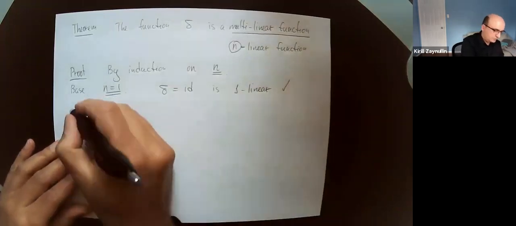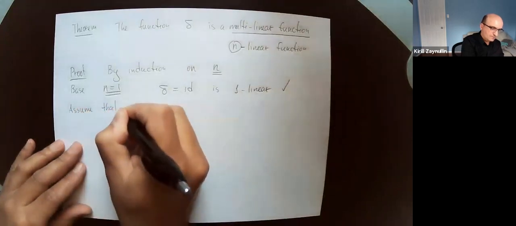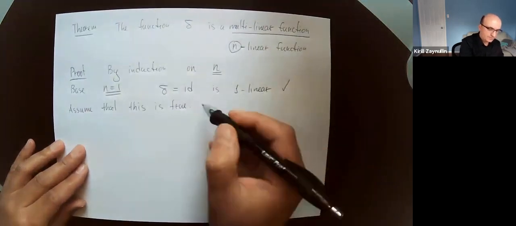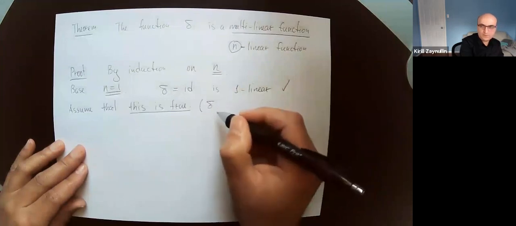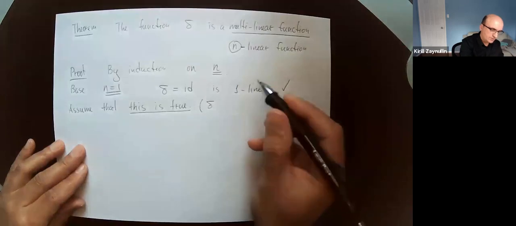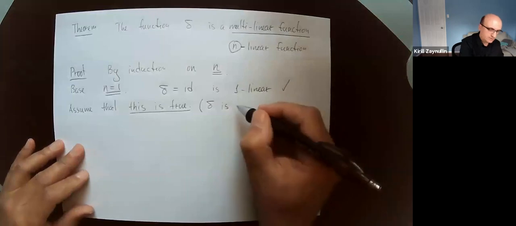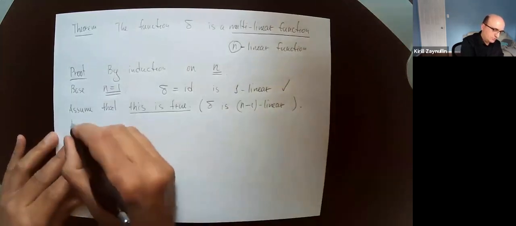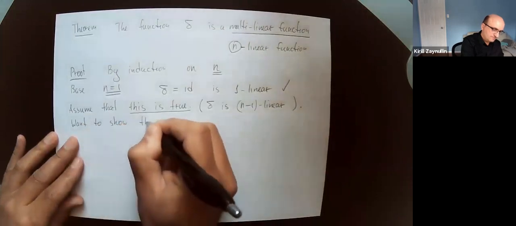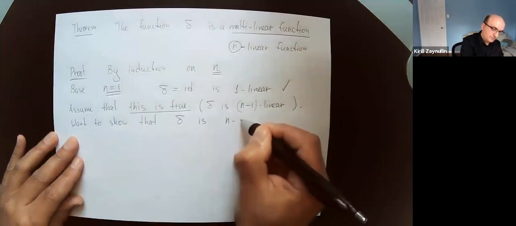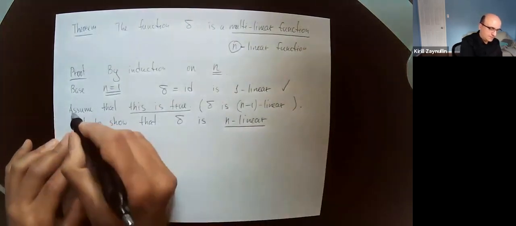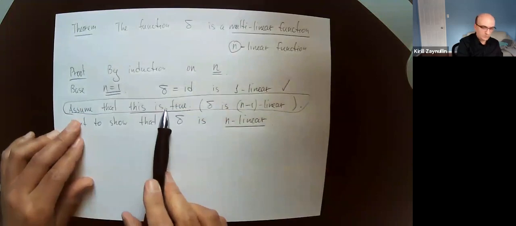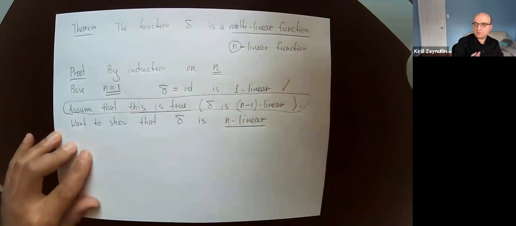So the interesting case is this: we assume that this property is true, so delta is n minus 1 linear. So it's the previous value, and then we want to show that delta is n linear. This assumption here is the so-called induction hypothesis, and using this assumption we would like to deduce that delta is n linear. So n is the next parameter, right?